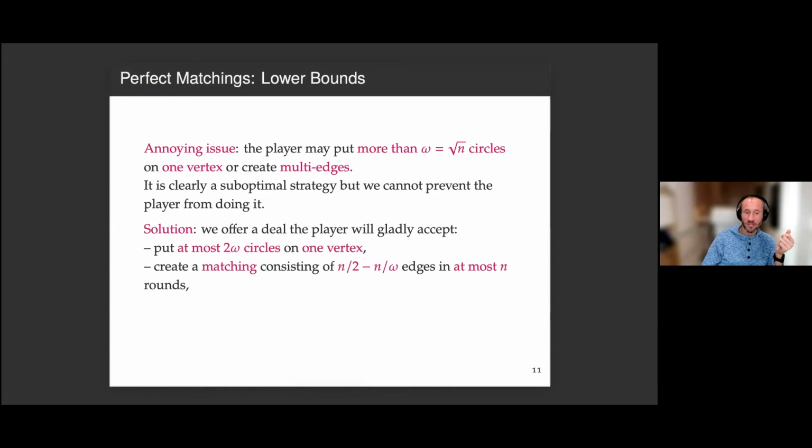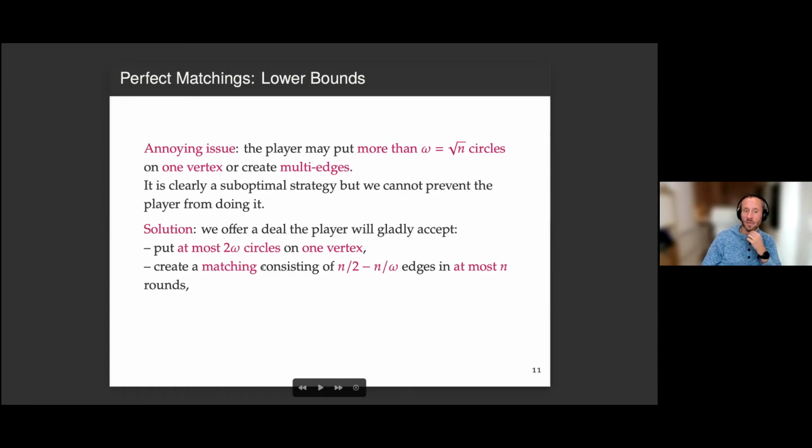And as an incentive, we say if you don't do that, then the game will be done. We'll finish the game when you create a matching which is saturating almost all vertices. We don't want you to create a perfect matching. We'll be happy if you create an almost perfect matching, if you create n/2 minus little o of n over omega edges. So I hope you see, right, that it's a good deal.